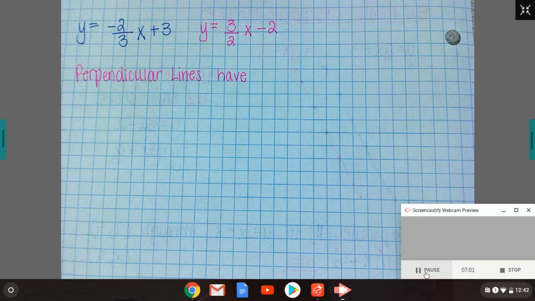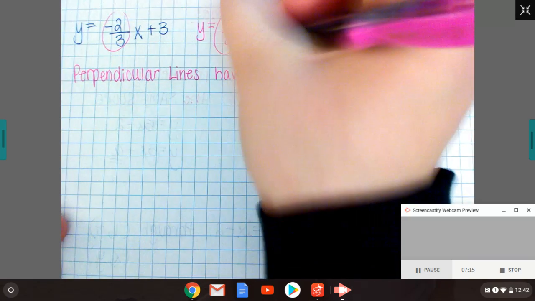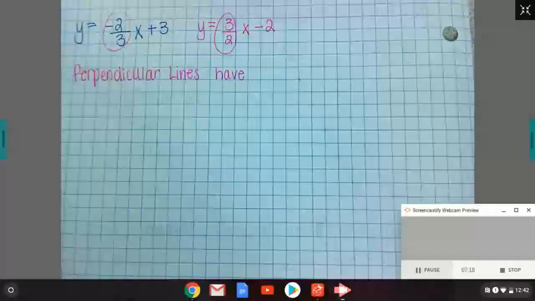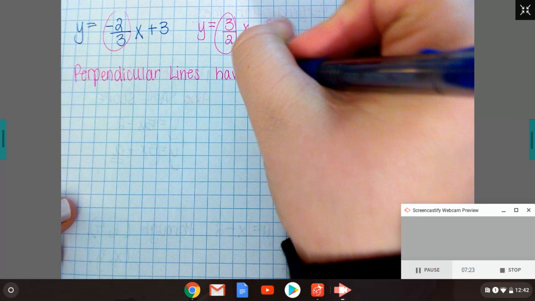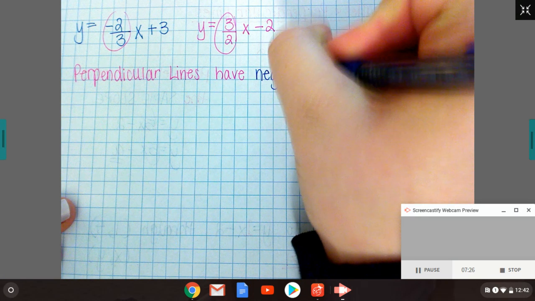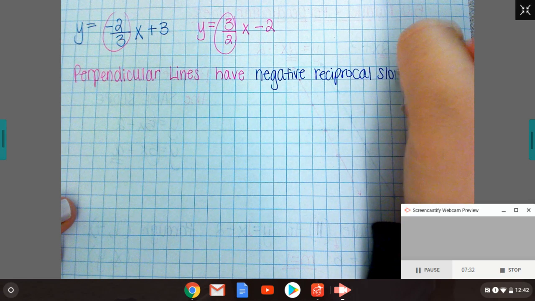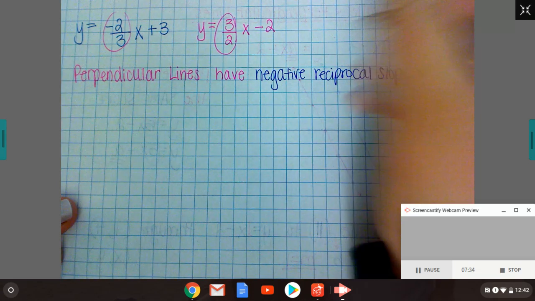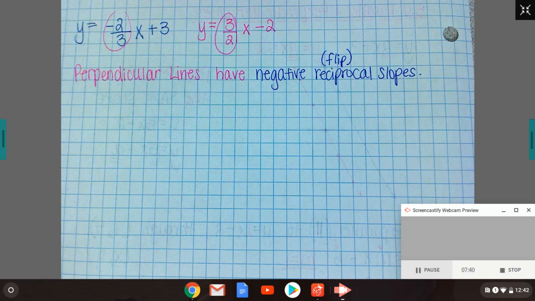All right, so here's a couple lines. We've got y equals negative 2/3 x plus 3 and y equals 3/2 x minus 2. So again, notice what's going on with these two slopes. That's what we're trying to refer back to. The slope on this guy was negative 2/3 and on this guy it was 3/2. It looks like they're flipped and then one of them is negative. So what we're going to say here is that perpendicular lines have negative reciprocal slopes. And by reciprocal, I mean the flip.